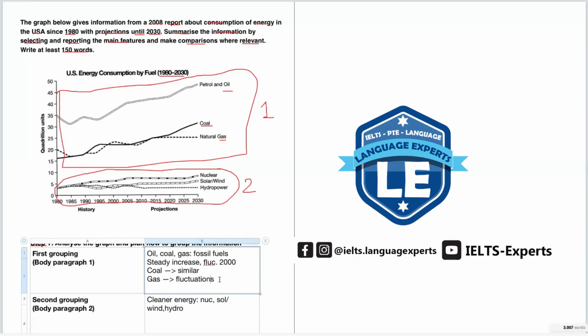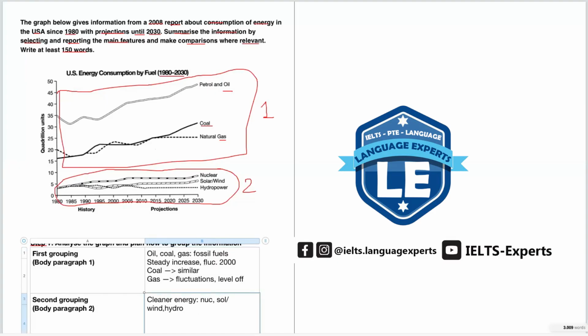So I'm going to say here that gas is also expected to level off, and we'll talk about the specific units, looks to be about 24 units towards the end of 2030. So we'll talk about these details in the essay. For now, this is just my outline, so I know what I'm going to write.